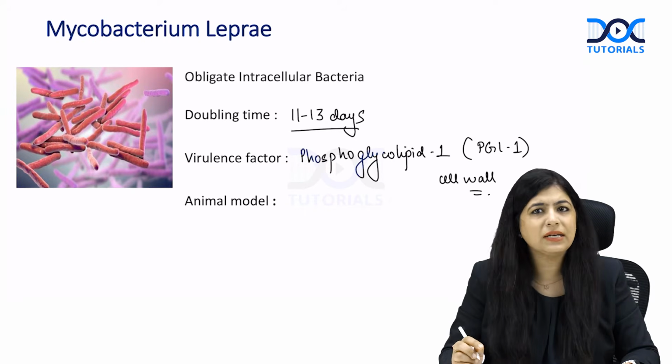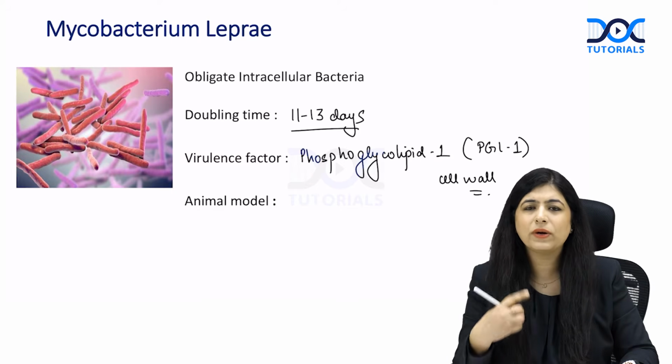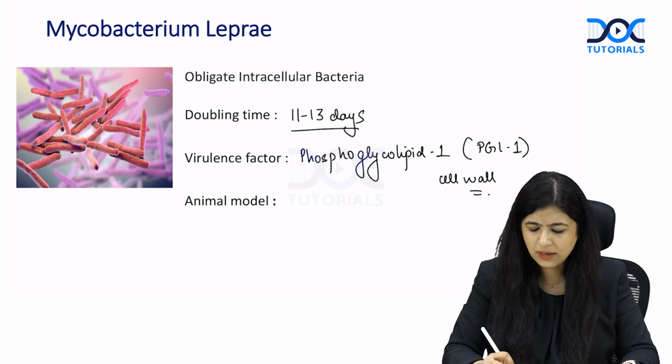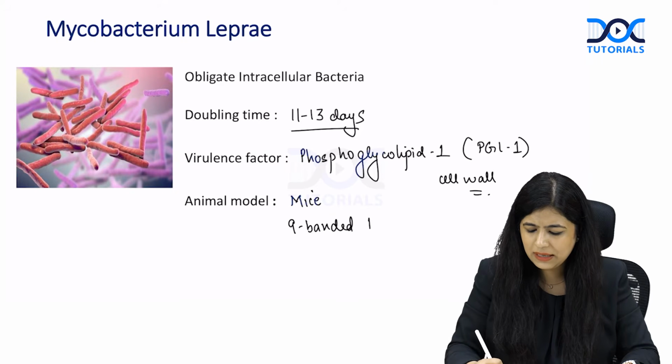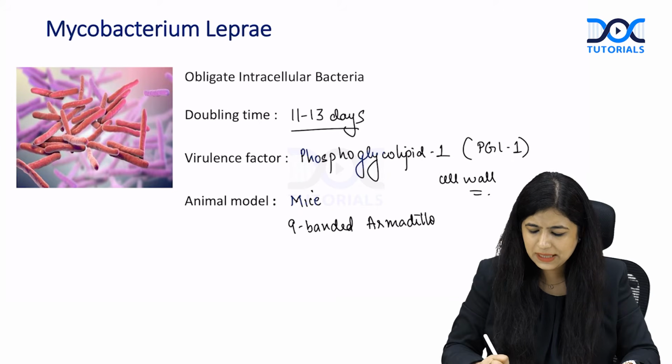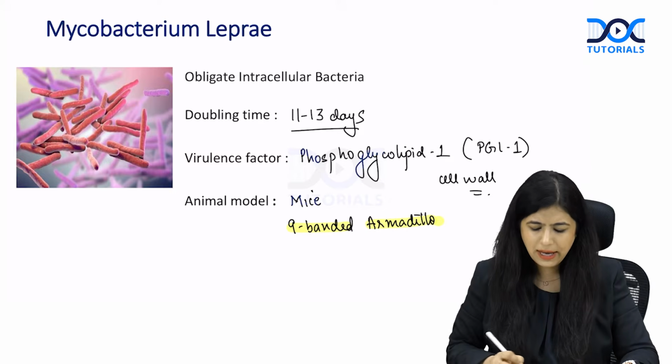Now, this is a bacteria that cannot be cultured in vitro. It needs animal models to be grown. The animal models that we use here are mice, and more specifically, the 9-banded armadillo. So remember, the animal model in leprosy is the 9-banded armadillo.